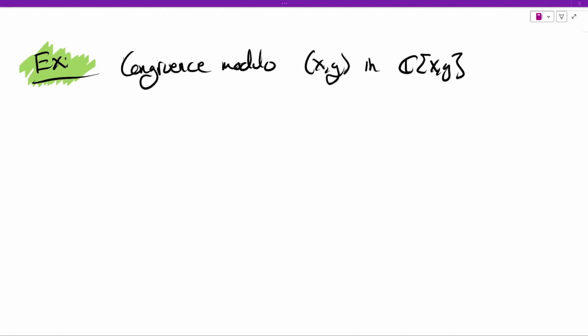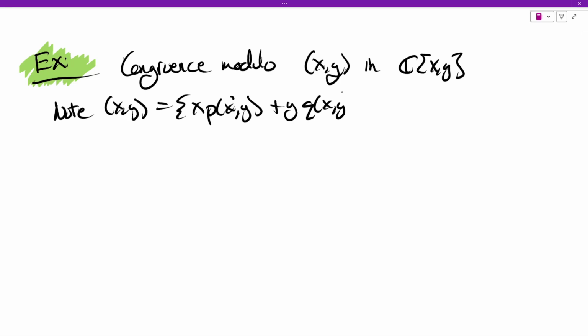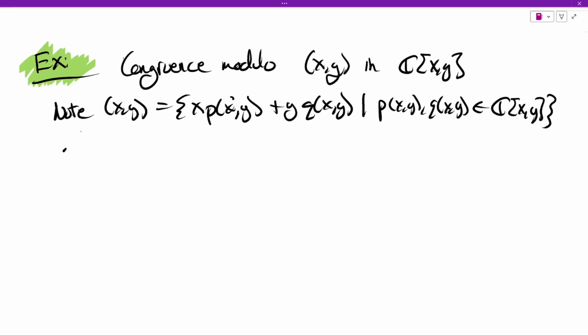In our next example, we're going to look at congruence modulo the ideal generated by x and y in C adjoin x, y. You just notice that this is all polynomial combinations of x and y, but our polynomials now are allowed two variables. So p of x, y, q of x, y in C adjoin x, y. In particular, this ideal is an example of a non-principal ideal. So you do need both of the generators, and I leave that proof to you.